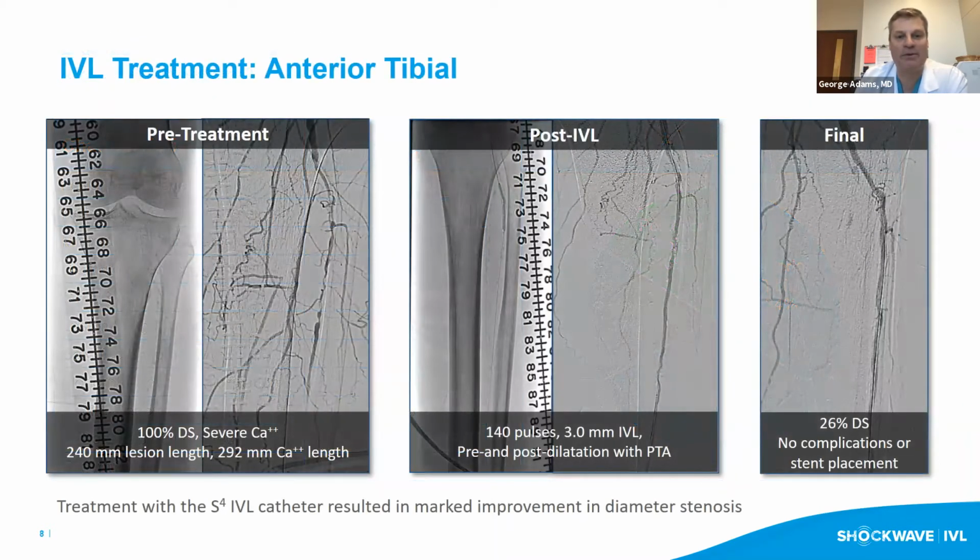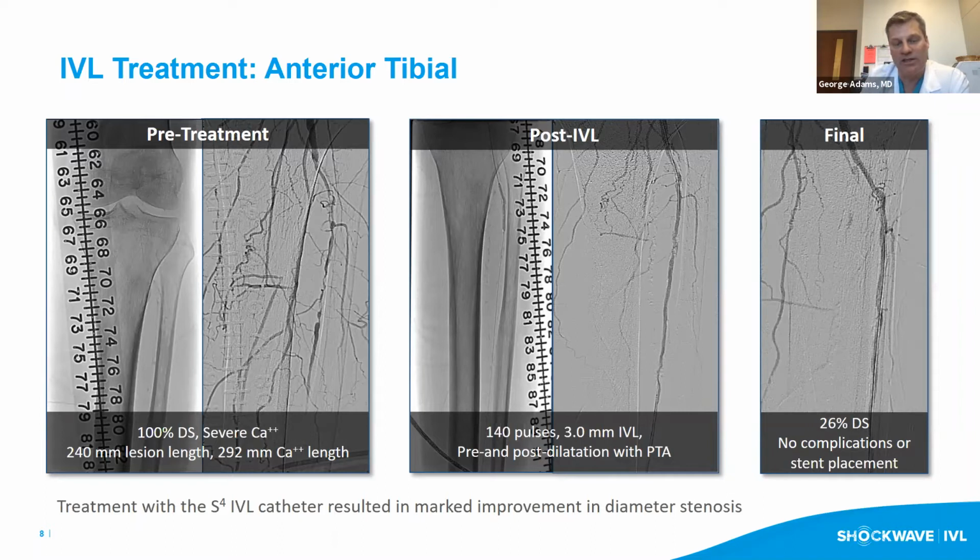Now, this is a typical case. As you can see here to the far left, an angiogram that's not subtracted, and you can actually see the calcium without any subtraction. So a typical case with calcium below the knee.